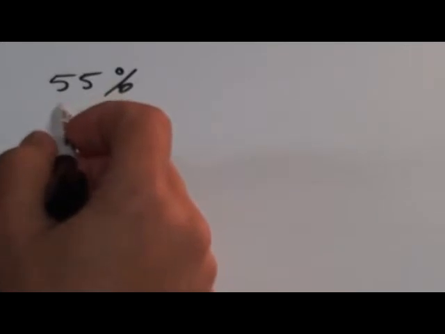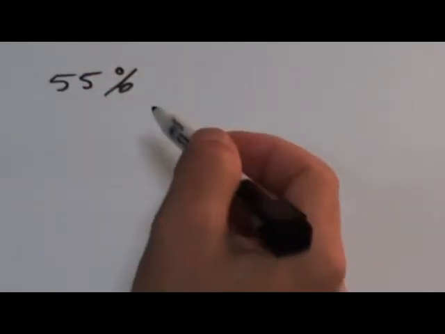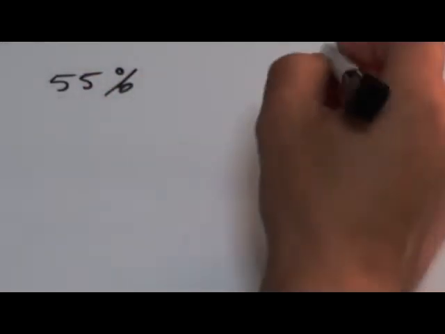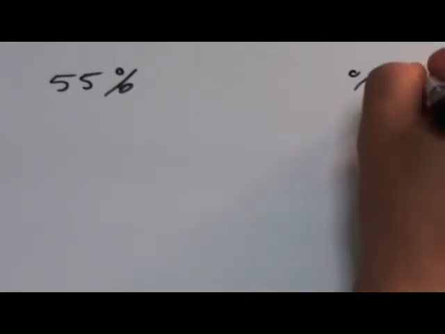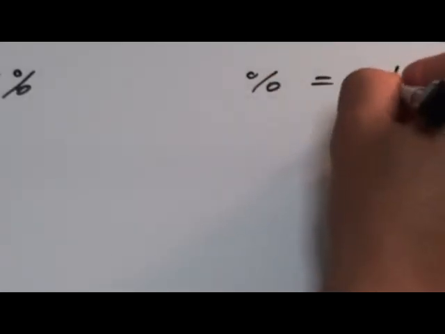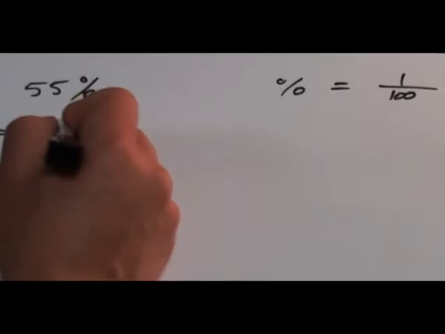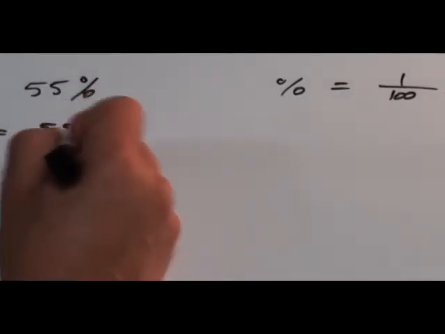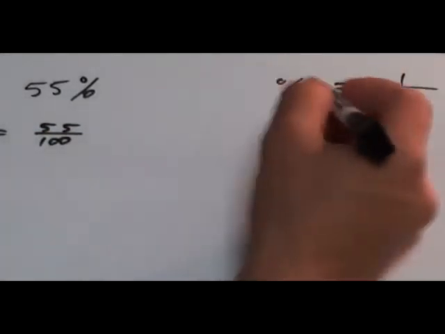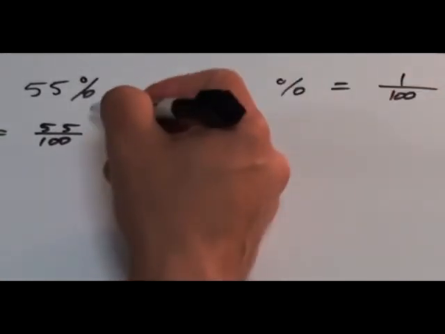So let's now convert this percentage to a simplified fraction. So we want to change a percentage to a simplified fraction. Now when you see the percent sign, that's exactly the same as saying 1 over 100. So if you've got 1 over 100, it's exactly the same as saying it's a percent sign. So that means really my 55% is the same as saying 55 over 100, because that's what the percent sign means. It's like we're multiplying by 1 over 100.